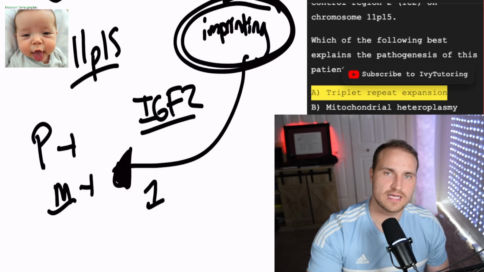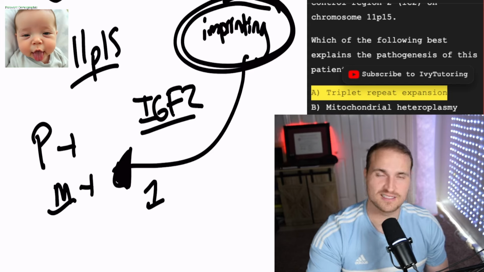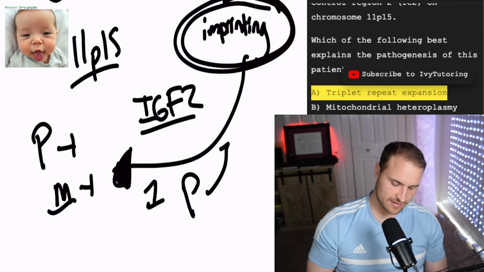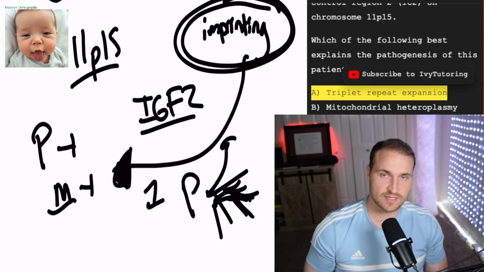It's not heteroplasmy, that's mitochondrial DNA variation. It's not anticipation, that's like Huntington's disease or myotonic dystrophy. It's not pleiotropy, that's one gene. So pleiotropy is one gene that affects many other systems. An example of that is PKU.